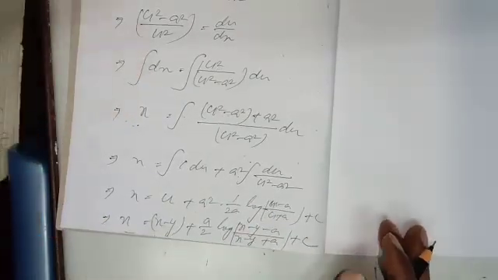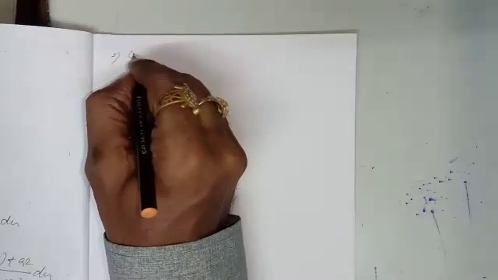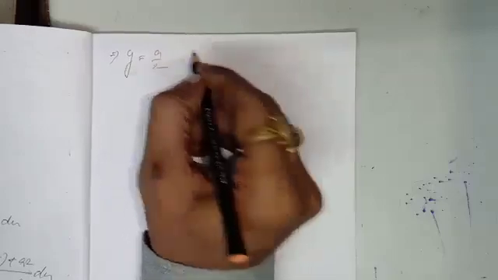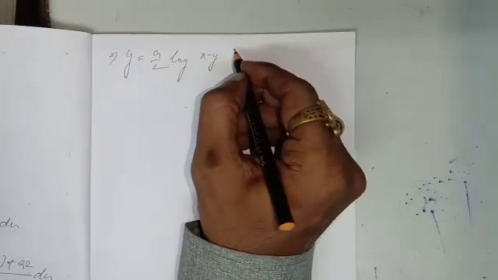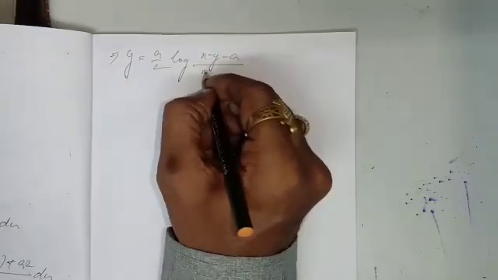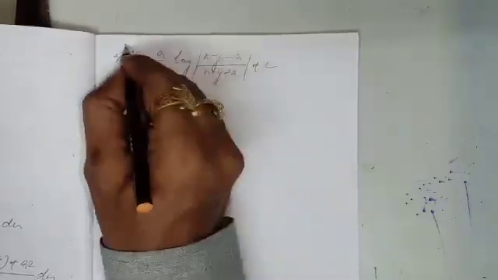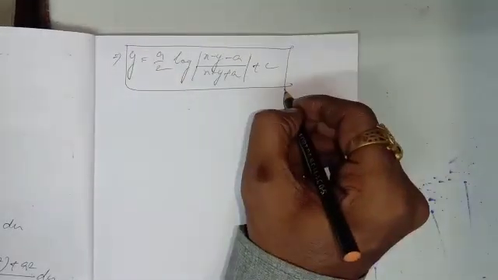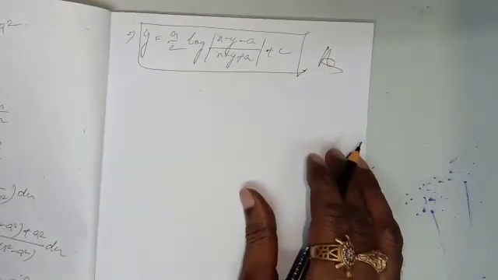So what is the final result? The final result will be y is equal to, minus y bring this side, y is equal to a by 2 log. Final answer will be y is equal to a by 2 log of (x minus y minus a) divided by (x minus y plus a) plus c. This is the solution of the required question number 2 first part. I hope you are able to understand. Let us go to number 2 second part.